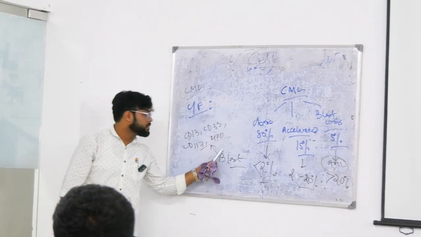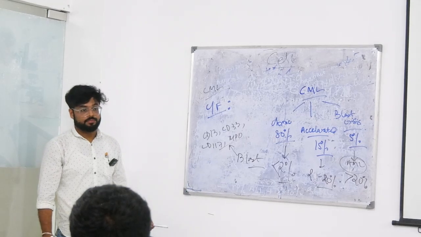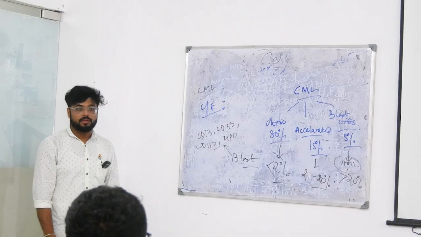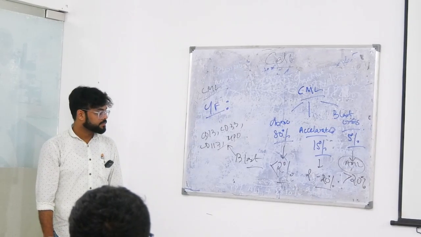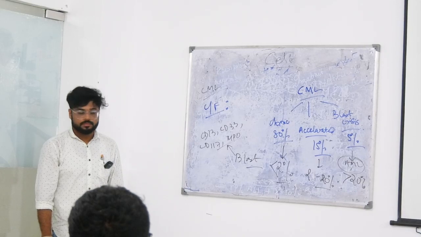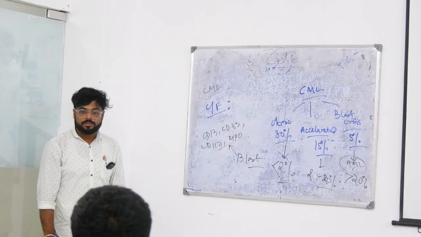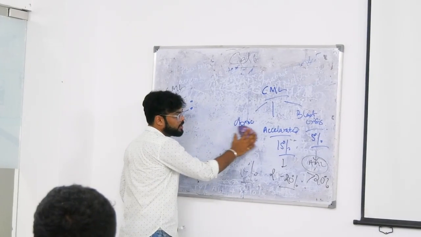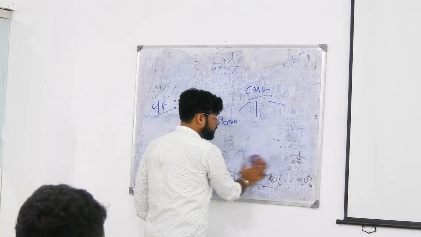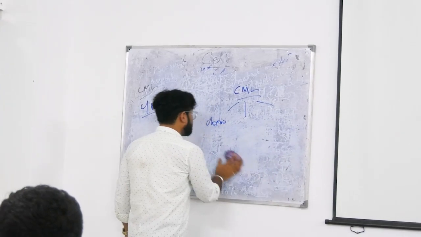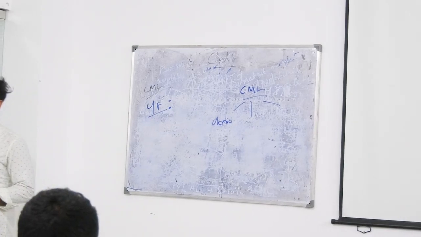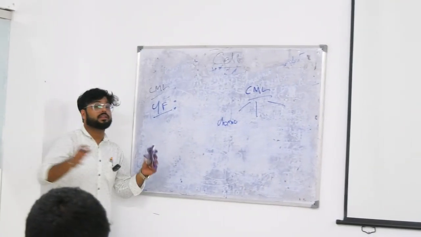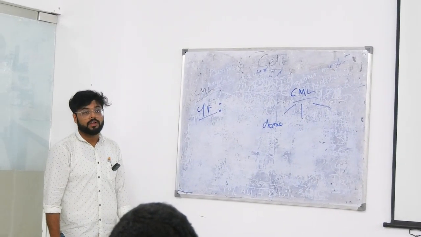So this blast is positive for these four important myeloid series markers. We should talk about the chronic phase first, because in the chronic phase around 80% of cases are diagnosed. What are the clinical features of the chronic phase of chronic myeloid leukemia?